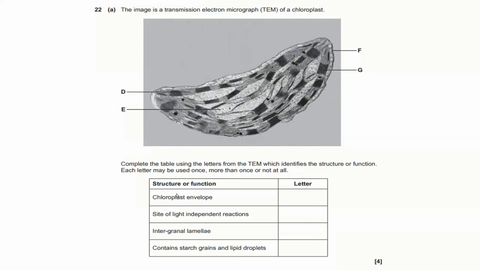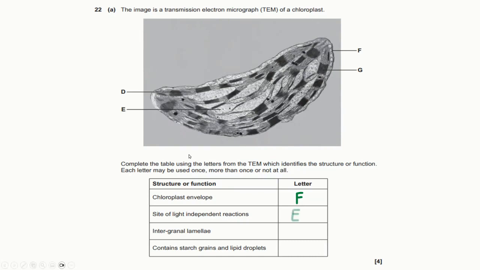All right, let's go through the answers. Chloroplast envelope. Which letter points to the chloroplast envelope? Well, that is the double membrane, so that's going to be F. Where do we find the light-independent reactions? The site of the light-independent reactions. So that's the Calvin cycle, for those of you that know it like that. And that is found in the letter E.